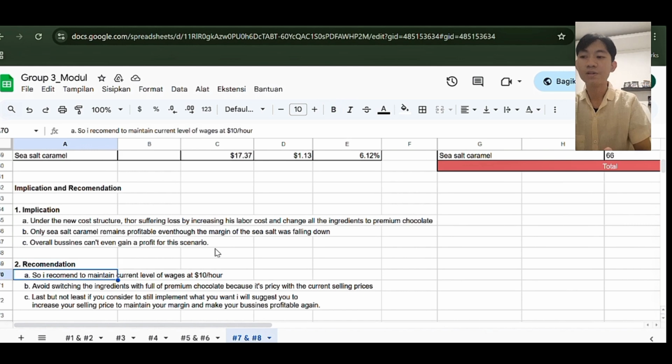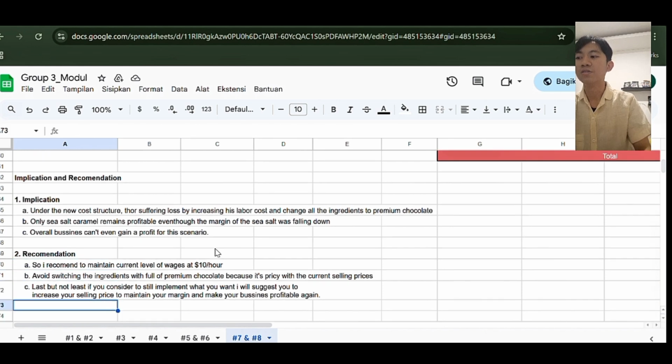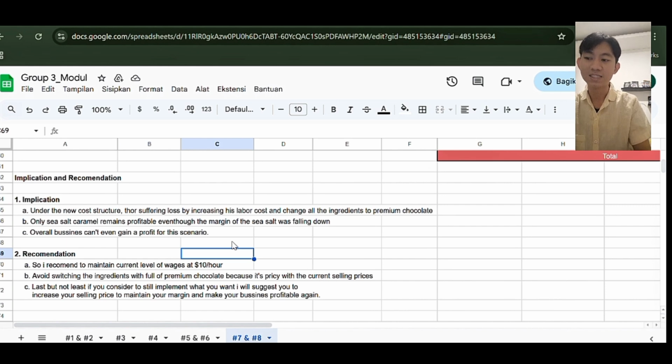So I will give a recommendation for Tor's business. Point one, I recommend to maintain the current level of wages, which remains the same as before, at $10 per hour. And point two, avoid switching the ingredients to full premium chocolate because it's too pricey, too expensive with the current selling prices. And last but not least, if you still consider implementing what you want, I suggest you increase your selling price to maintain your margin and make your business profitable again.